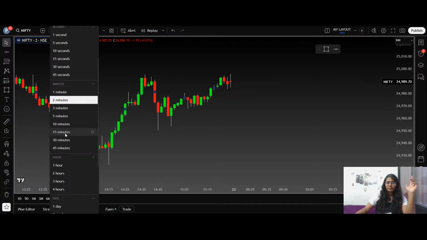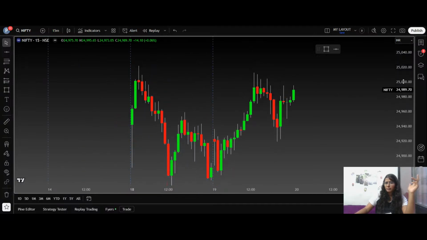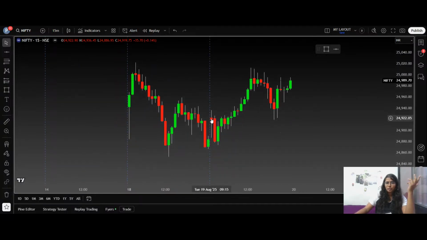Similarly, if I keep 15 minutes, then each candle will be of 15 minutes. Supposedly, from 9:15 to 9:30 this first candle will show what happens. Similarly, from 9:30 to 9:45, this candle will show us what happens. Similarly, from 9:45 to 10 o'clock, this candle will show us what happens. This is the requirement of the time frame that we see.